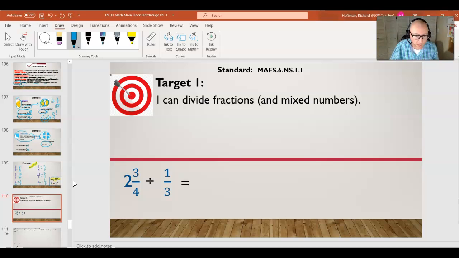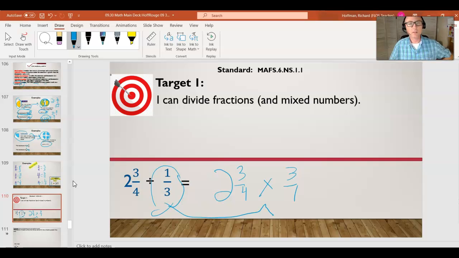So this should be pretty easy. 2 3/4, 3 over 1. I just flipped it, right? I did the reciprocal times. But here's the thing. You can't just multiply a mixed number with a fraction. It doesn't work that way. You have to turn it into a fraction, like an improper fraction, also called a fraction greater than 1. Because this could be a fraction greater than 1 if we do a little trick. So that trick we're going to learn about right now.